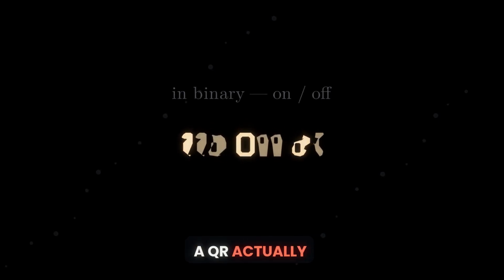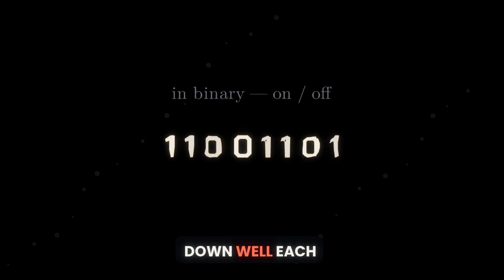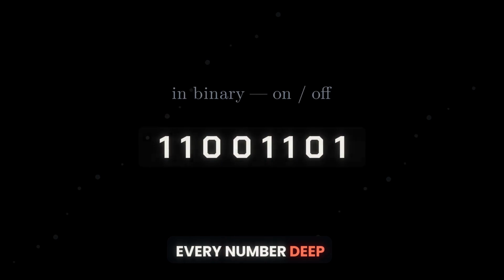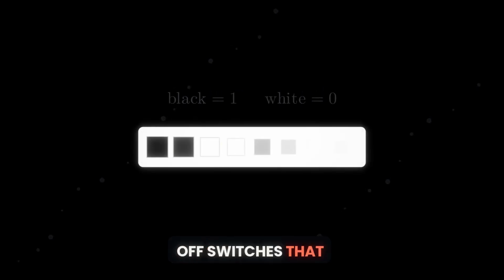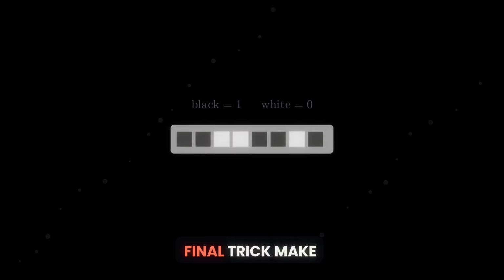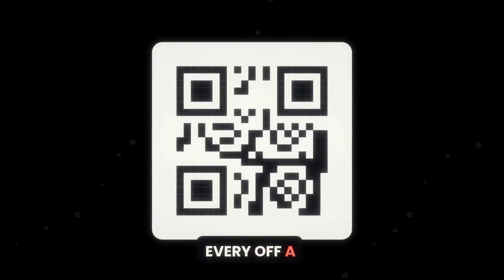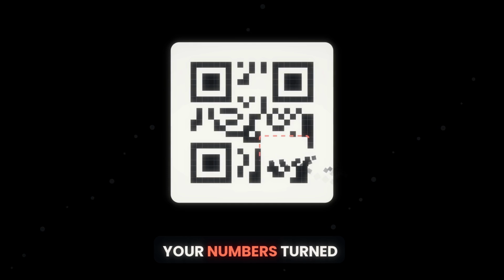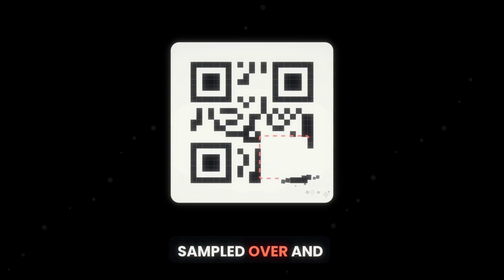Now, one last piece of the puzzle. How does a QR actually write these points down? Well, each point is, at the end of the day, just a number. And every number, deep down, is nothing but a row of on and off switches. That is binary. So here is the final trick. Make every on a black square and every off a white square. And that, honestly, is all those little squares really are. Your numbers turned into a curve, sampled over and over, and written out in black and white.